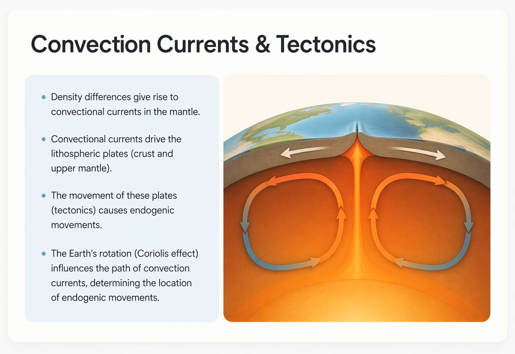Furthermore, as the Earth rotates, the Coriolis effect influences exactly where these convection currents travel. Ultimately, the destination of these currents determines exactly where on the surface we will see endogenic movements occur.